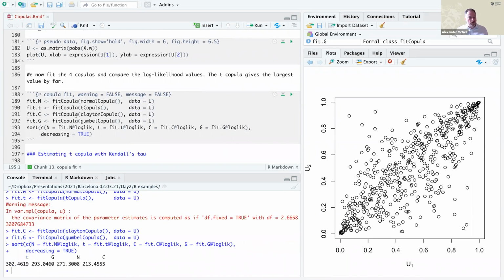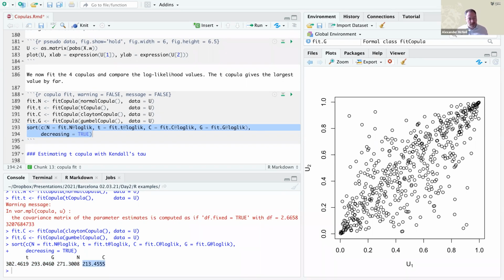And if I arrange them in order of log likelihood, what I've done here is I've sorted them into decreasing order of log likelihood. So which one gives the highest value of the log likelihood? The answer is the T copula. It gives a log likelihood of 302. It has 1 extra parameter because it has a degree of freedom. But even considering that, it's much better than the Gauss copula, which is much, much better than the, I beg your pardon, that's the Gumbel, isn't it? Yeah, that's the Gumbel. It's better than the Gumbel copula, which has 1 parameter, which is much better than the normal copula, which is much, much better than the Clayton copula.